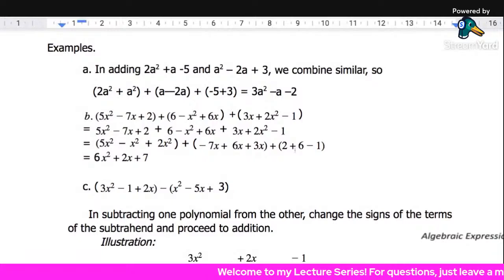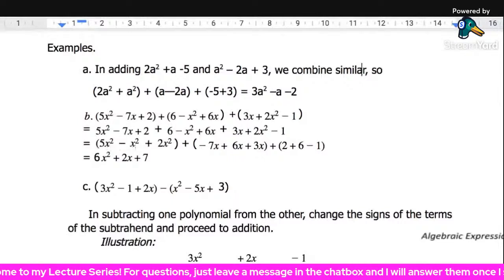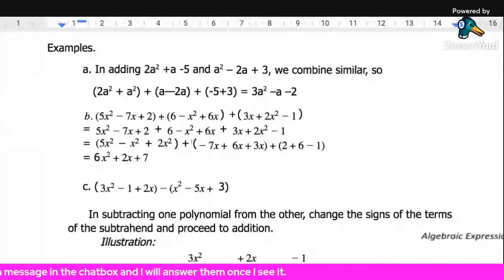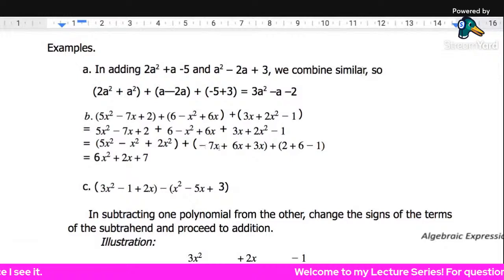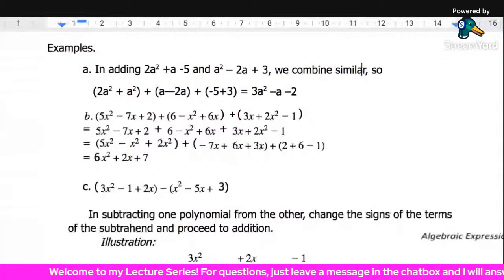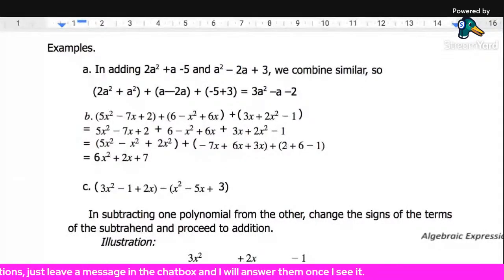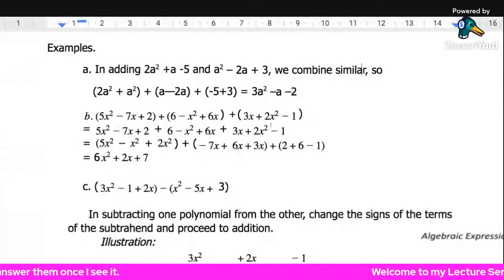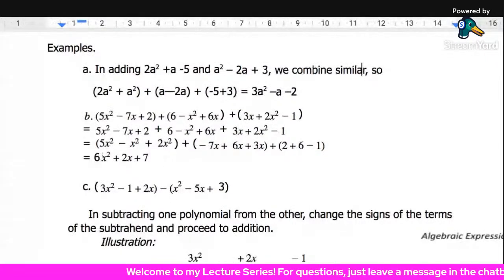So we can perform now the operation. 5x squared minus x squared is 4x squared plus 2x squared will give you 6x squared. Here we have negative 7x plus 6x is negative x plus 3x will give you positive 2x. Then we have 2 plus 6 will give you 8 minus 1. That's positive 7. So this expression here is reduced into 6x squared plus 2x plus 7.